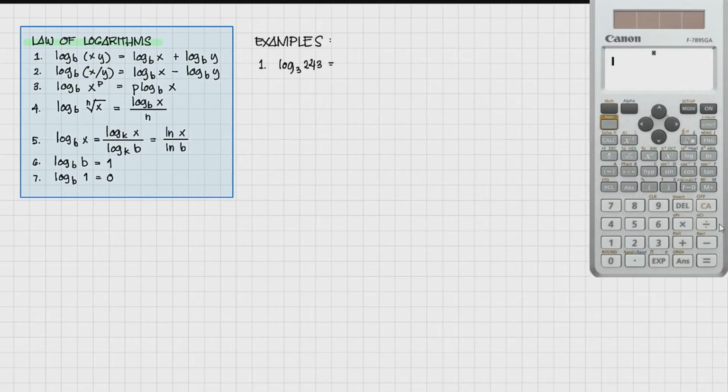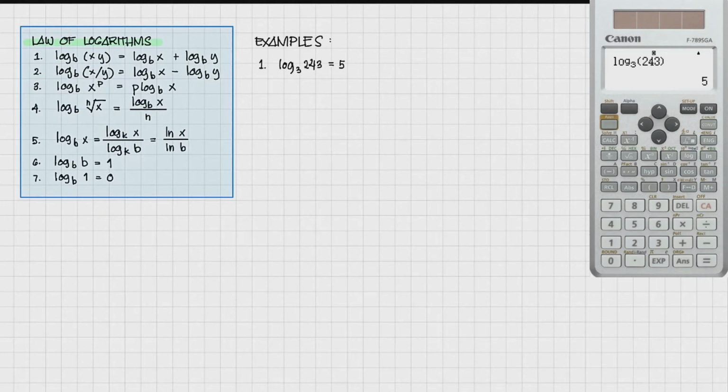If you're using this calculator or any calculator that has a log function, what you're going to do is press alpha and then press log. Then you just input the base. For this problem, you have base 3 and our x is equal to 243. Then just press the equal sign and you get the answer, which is 5. See, it's quite simple.